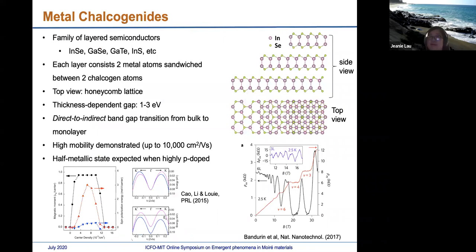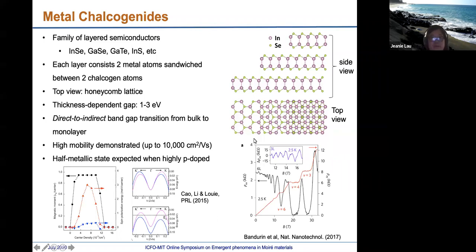Like everything else, the spin-orbit coupling turns out to also be tunable in 2D materials. So in this case, we actually focus on the metal chalcogenides. These are a family of layered semiconductors, which include, for example, materials such as indium selenide, gallium telluride, indium sulfide, etc. Each layer consists of 2 metal atoms, for example indium, sandwiched between 2 chalcogen atoms, in this case selenium.